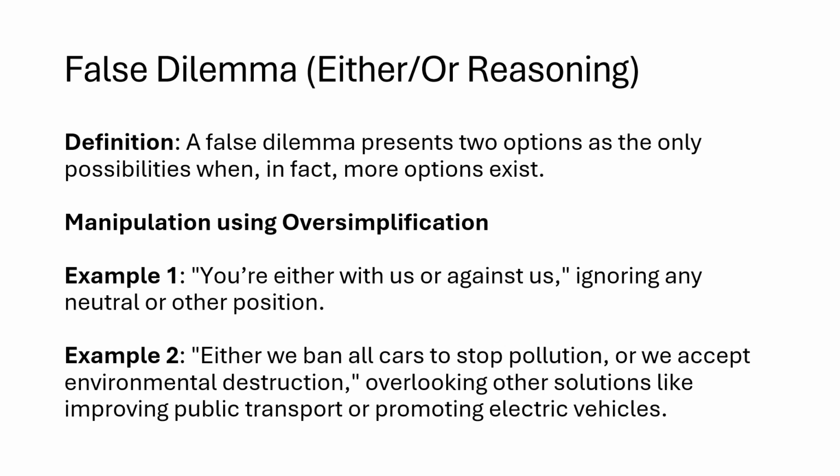A false dilemma represents 2 options as the only possibilities when, in fact, more options exist. This is manipulation using oversimplification. Example 1. You're either with us or against us, ignoring any neutral or other position. Example 2. Either we ban all cars to stop pollution or we accept environmental destruction, overlooking other solutions like improving public transportation or promoting electric vehicles.